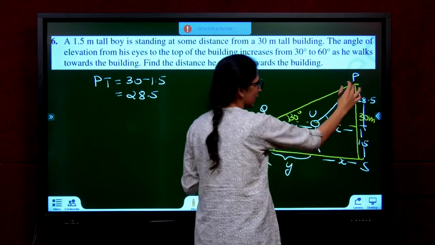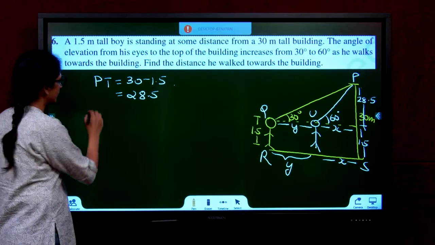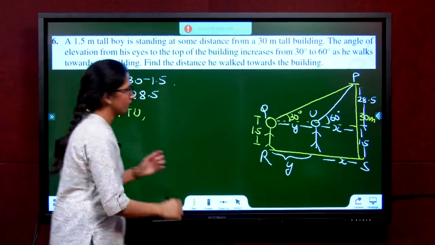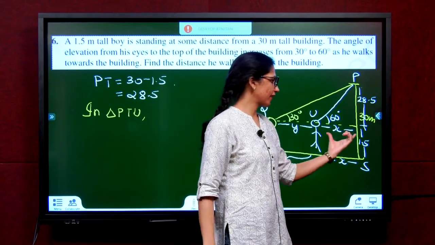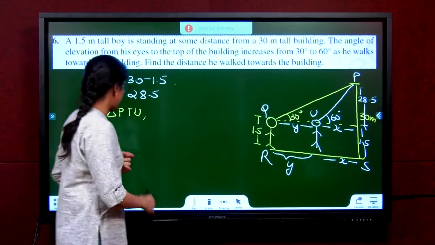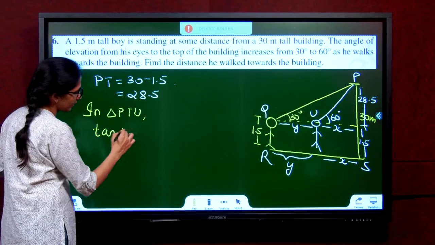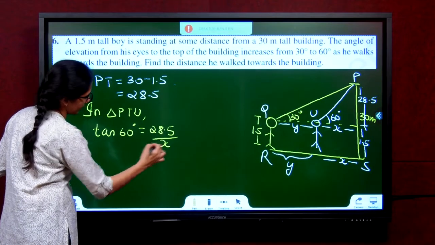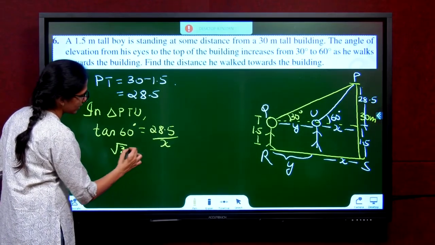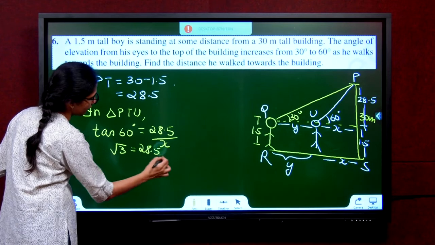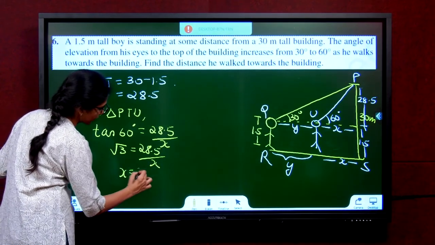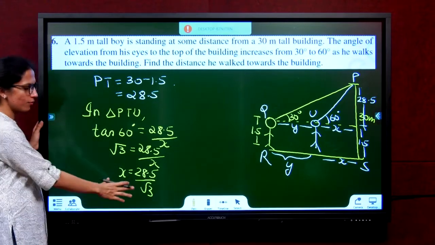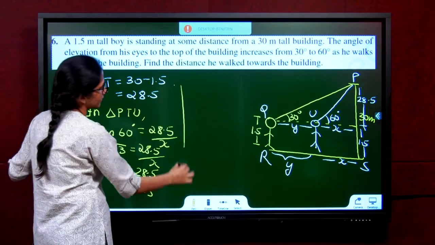Now I have two triangles. Easy. So in triangle PTU, see the triangle 60. I have this 28.5, I need x. So which ratio? Tan. Tan 60 degree is equal to 28.5 divided by x. Root 3 is equal to 28.5 by x. X is equal to 28.5 by root 3. Do I want x? No, I need y. So I won't rationalize or anything. I'll keep it as it is.